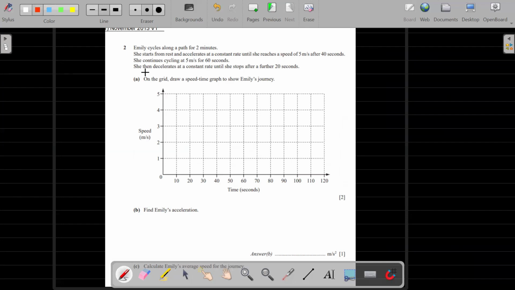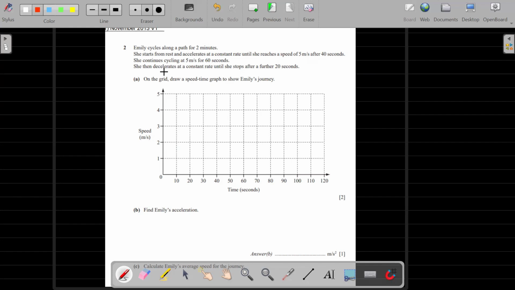It says that Emily cycles along a path for 2 minutes. She starts from rest and accelerates at a constant rate until she reaches a speed of 5 meters per second after 40 seconds. She continues cycling at 5 meters per second for 60 seconds. And she then decelerates at a constant rate until she stops after a further 20 seconds. This is a type 4 question, Fatma.